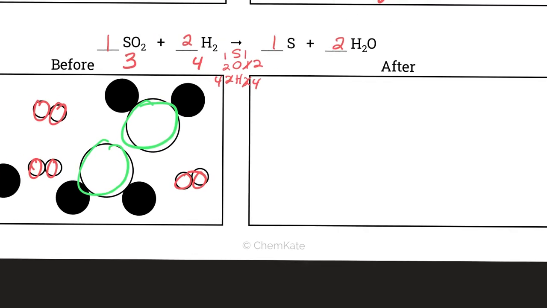What's my known? 3 SO2. What product do you guys want to do? You want to do the H2O or the S? Which one? H2O? That's the first one I'm hearing. So if I've got 3 SO2 on the top, I need this coefficient, 1 SO2 on the bottom. And what's going to go on the top?